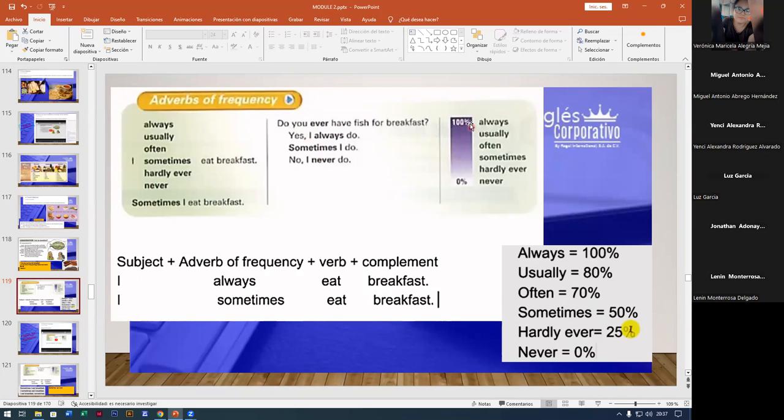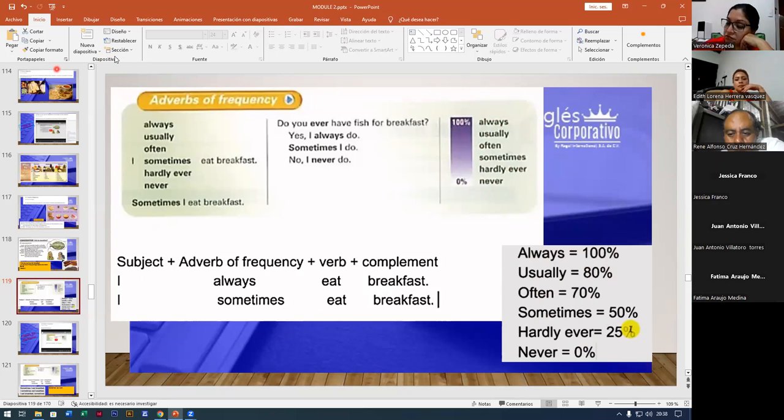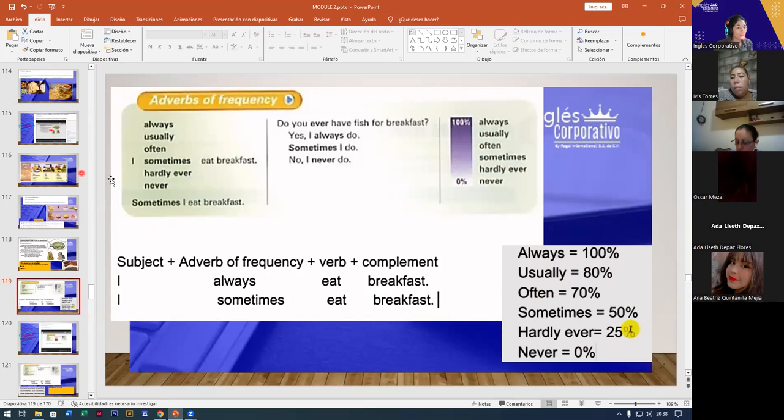So let's observe that 100% you have always. Then you have usually, often, sometimes, hardly ever. Hardly ever, remember, is like casi nunca. So we use it that way. Or never, that is 0%. That's why it's showing here the percentage. Always 100%. So you repeat every day. Usually 80%. Often, that means a menudo, con frecuencia.